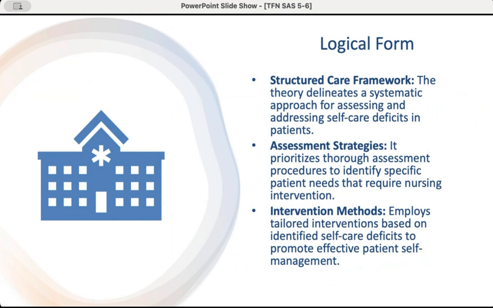delineates a systematic approach for assessing and addressing self-care deficit in patients, and it prioritizes thorough assessment procedures to identify specific patient needs that require nursing intervention. And we also have to employ tailored interventions based on identified self-care deficit to promote effective patient self-management. It's very important, guys, that we have to choose the right management if the patient has a deficiency or self-care deficit on his or herself, so that we can save some time and also conserve our energy.